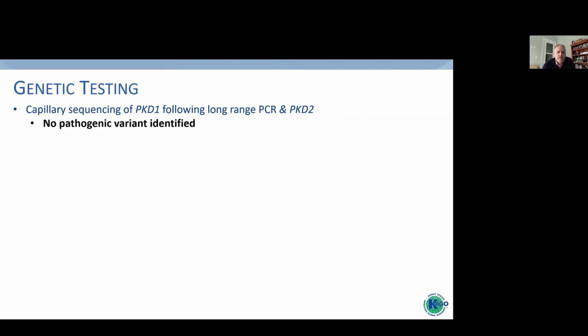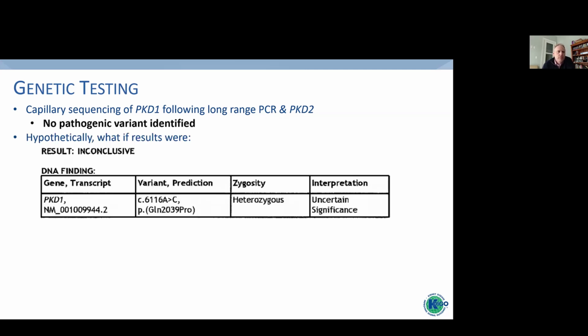Due to the lack of family history and some of those atypical features, we proceeded to do genetic testing in this case. In Ontario, in Canada, where I'm from, the first step at that time was actually capillary sequencing of a long-range PCR of PKD1 and PKD2, which did not identify any pathogenic variant. Hypothetically, what would you think if the results came back like this, though, with a glutamate to proline change, a missense change in PKD1 that was reported as a variant of uncertain significance?